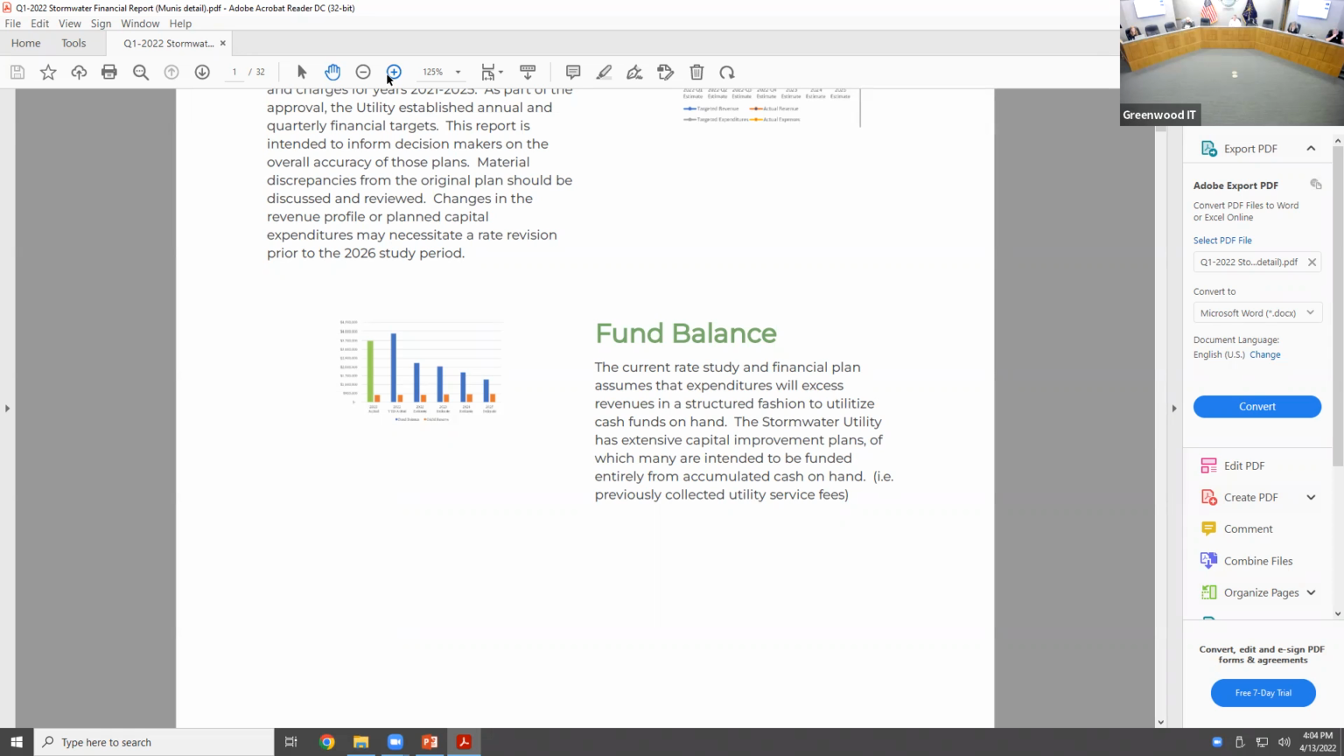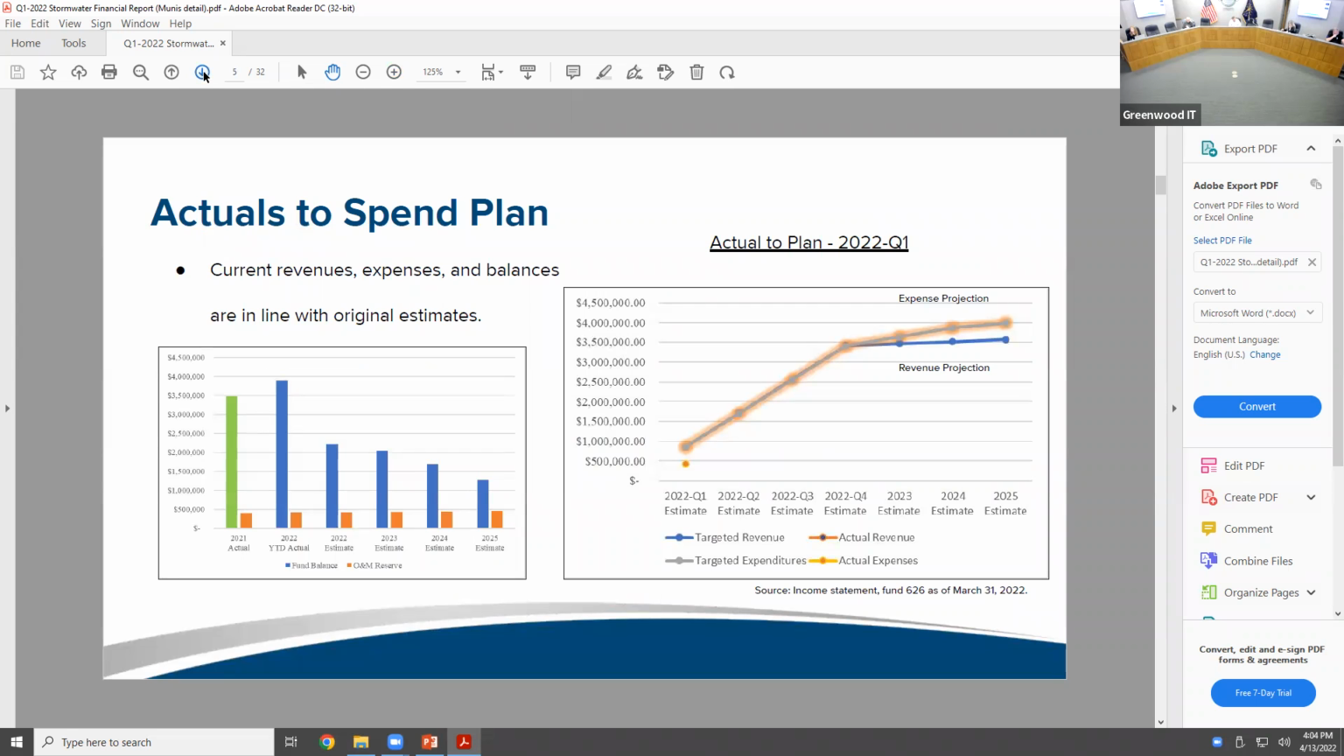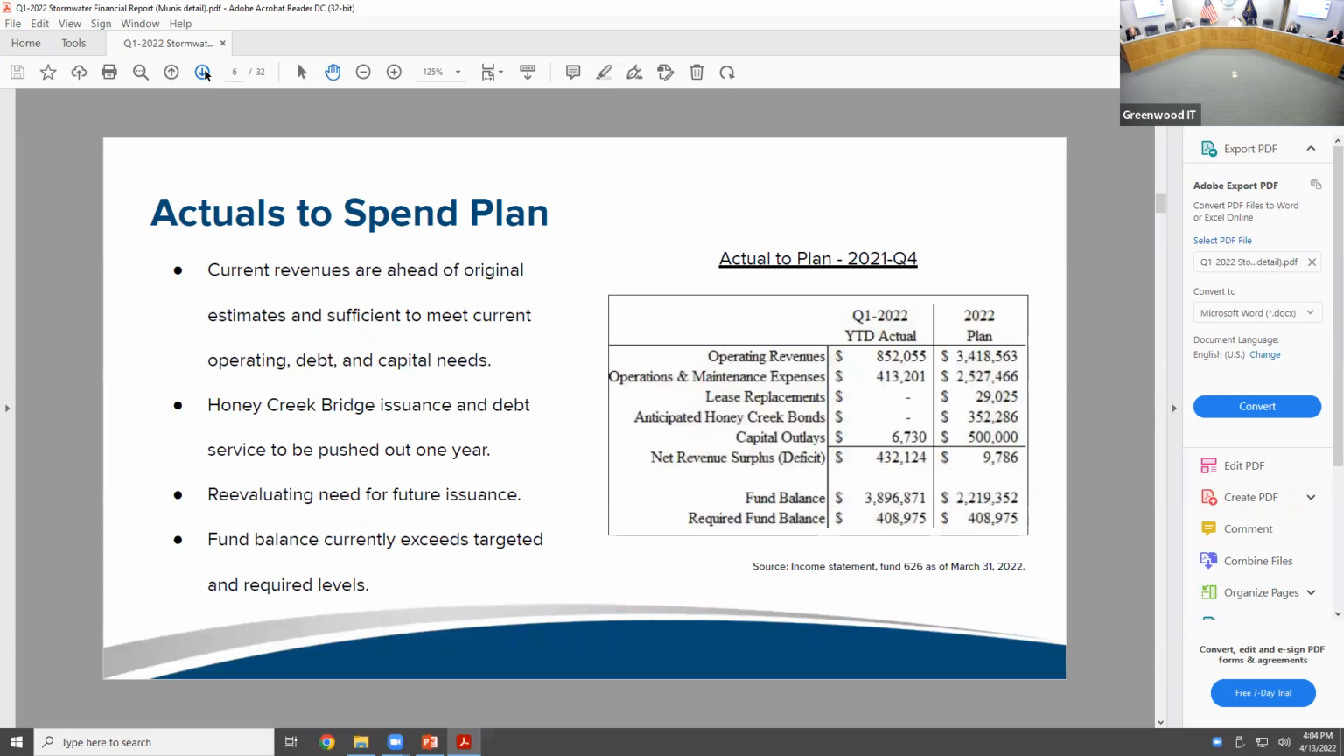As far as a few other items, jump into our additional report here. From the executive summary for Q1 of 2022, the revenues and expenses are in line. Expenses are actually slightly below projections, which is consistent with what we saw last year as well. When we look at Q1 actuals, we get $852,055 in revenue versus just over $432,000 in total expenses. So in this case, the fund balance ended at just shy of $2.9 million against the required bondholder requirement of about $490,000.